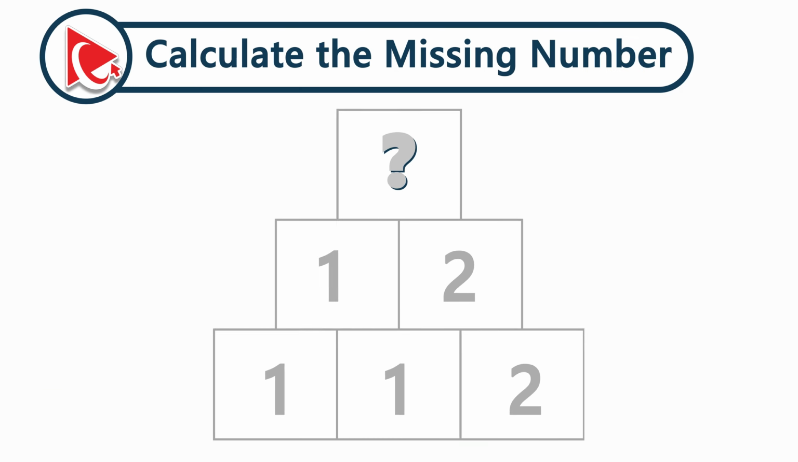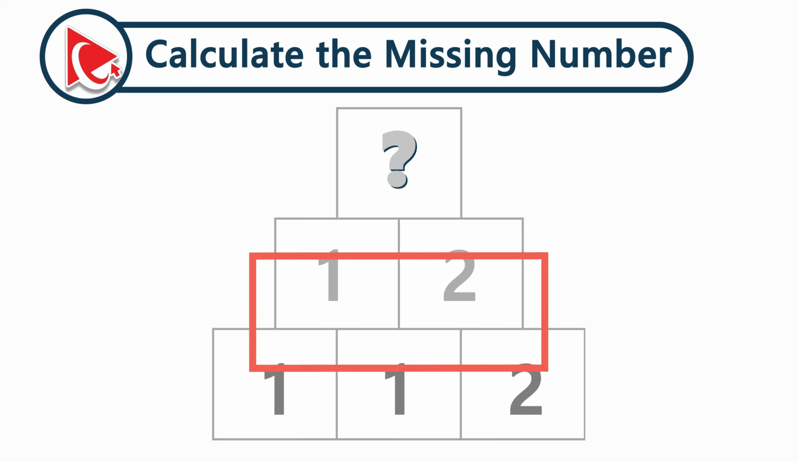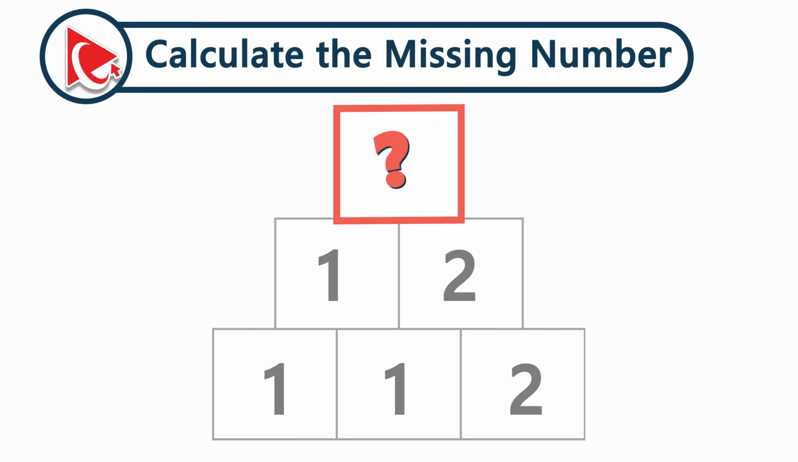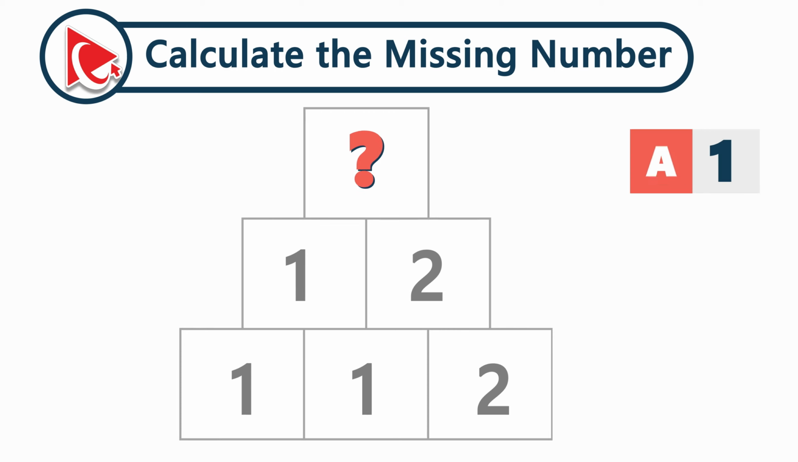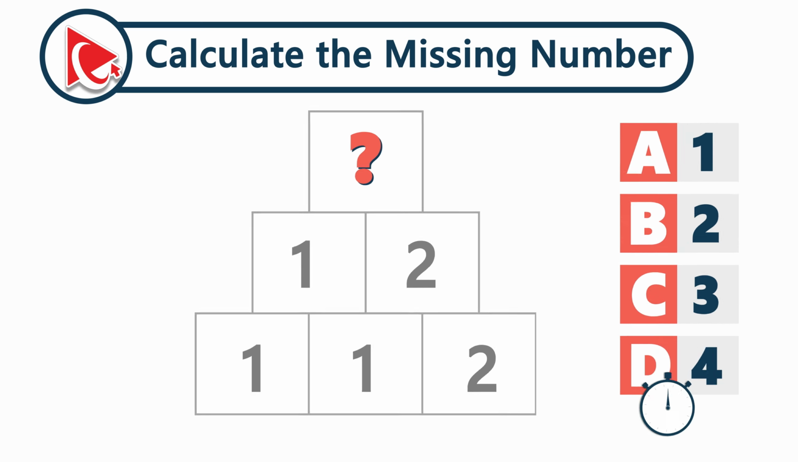Consider the following pyramid. The bottom row of the pyramid has numbers 1, 1, and 2. Middle row has numbers 1 and 2. And the top number in the pyramid is missing. You need to calculate the missing number and select your answer out of 4 possible choices: A, 1, B, 2, C, 3, or D, 4. Can you try to solve it on your own and choose the right answer?